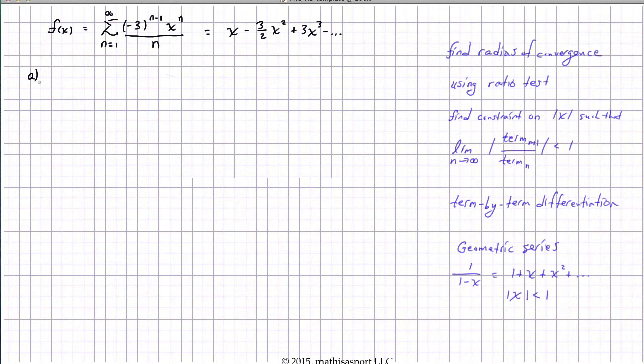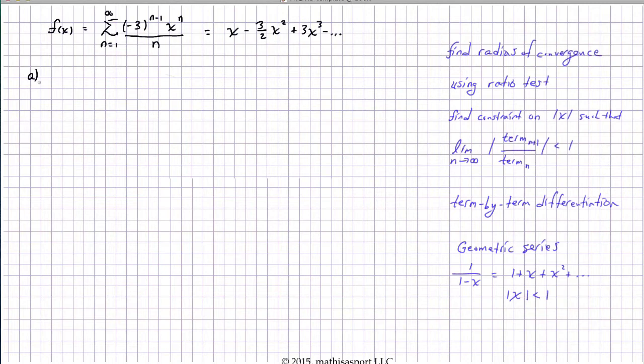We have to use the ratio test to find the radius of convergence. Well, the ratio test simply says take two successive terms in the limit that n goes to infinity and require that resulting ratio to be less than 1. What constraint does that place on x? And the constraint that it places on the absolute value of x is the radius of convergence.